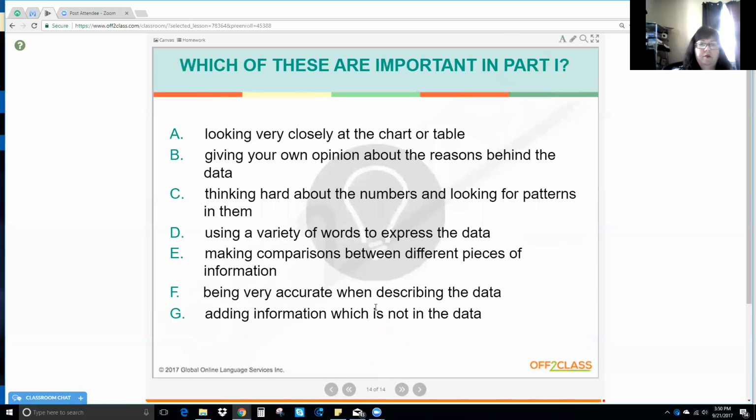All right, so which of these are important in part one? Looking very closely at the chart or table, do you think that's important? Of course it is, absolutely.